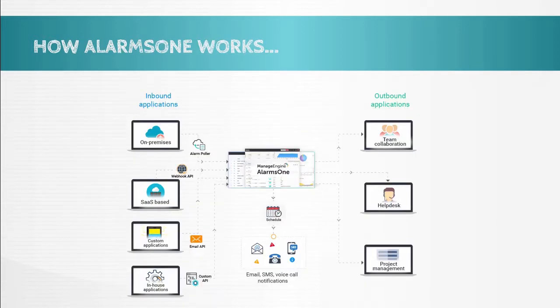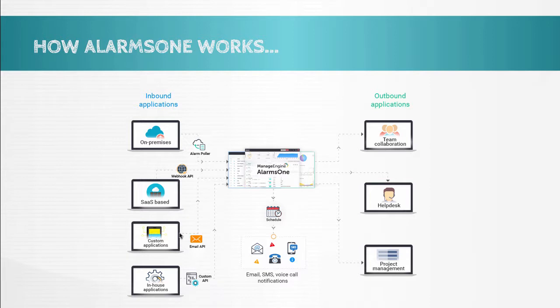So this is how AlarmsOne works. In AlarmsOne we have two different types of applications, namely inbound applications and outbound applications. The inbound applications are the ones which send alerts to AlarmsOne, and the outbound applications are the applications to which AlarmsOne shares alerts. So here we have on-premises applications and we use an alarm poller to pull alarms from these applications. And from cloud-based applications, we use the webhook API to pull the alerts.